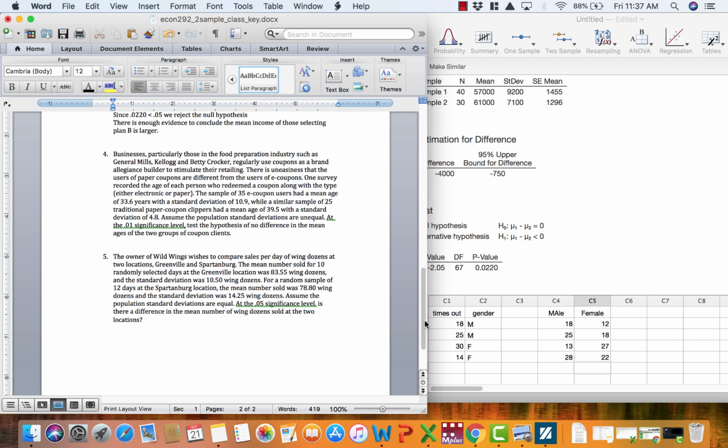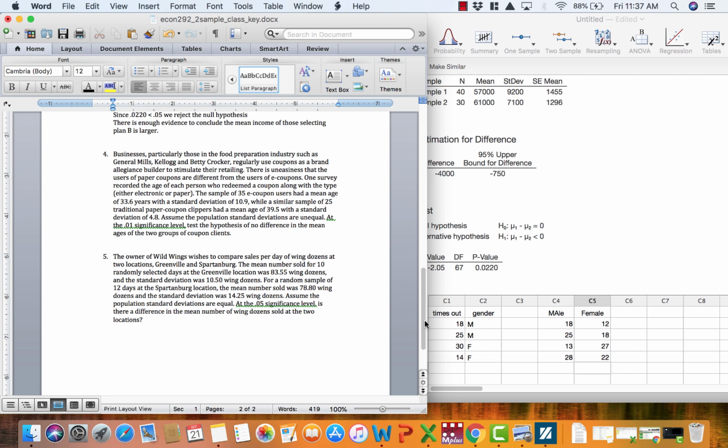Businesses, particularly those in the food preparation industry, such as General Mills, Kellogg, and Betty Crocker, regularly use coupons as a brand allegiance builder to stimulate their retailing. There is uneasiness that the users of paper coupons are different from the users of e-coupons. One survey recorded the age of each person who redeemed a coupon along with the type, either electronic or paper.